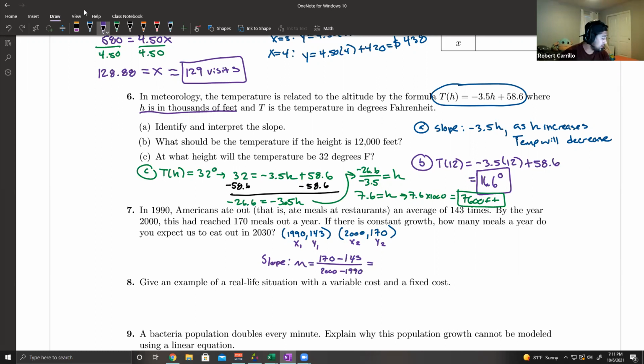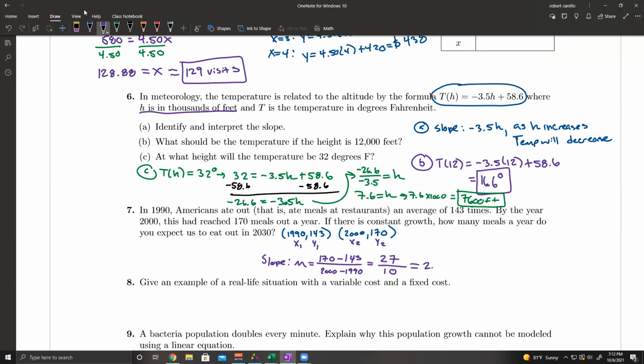And 170 minus 143, that's what? 27. And 2000 minus 1990, that's 10. And what is 27 divided by 10? 2.7. Okay, so there's our slope.